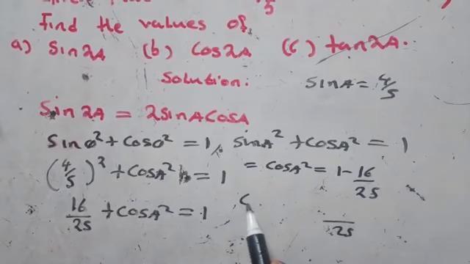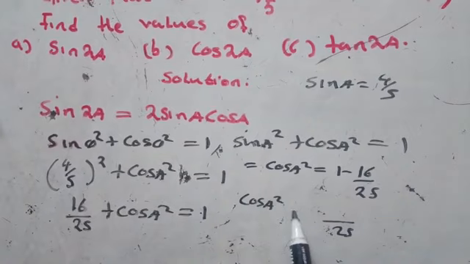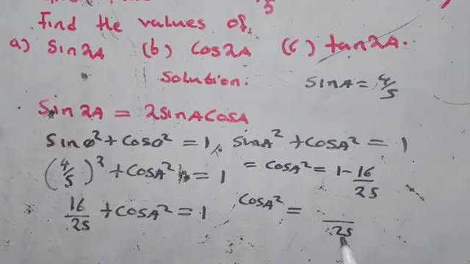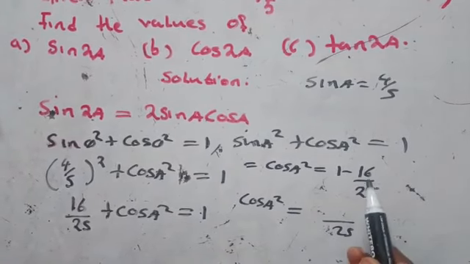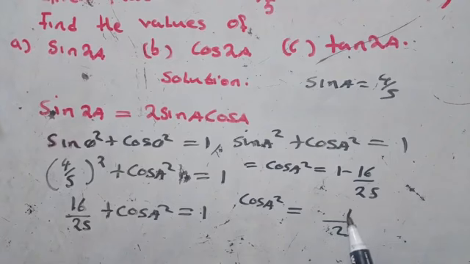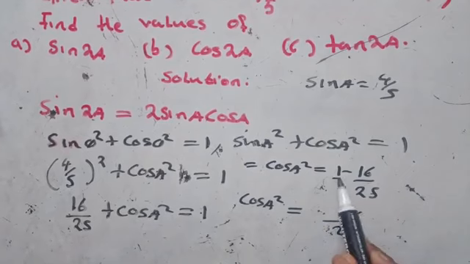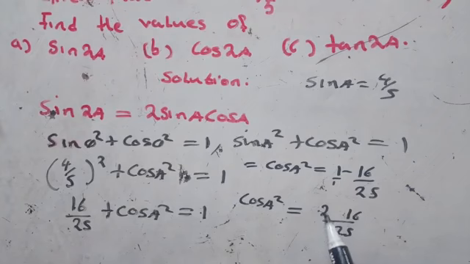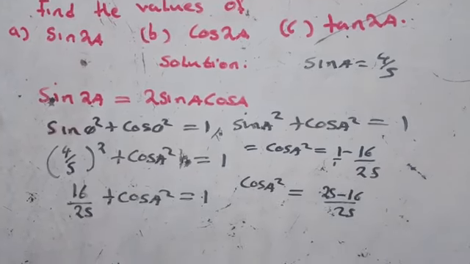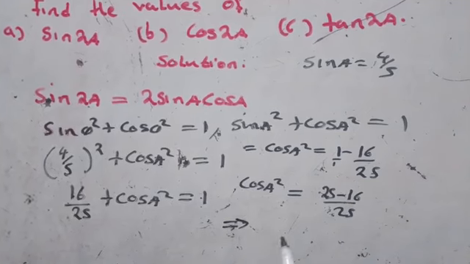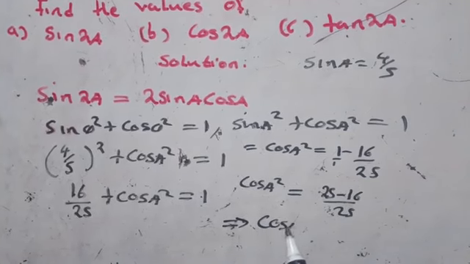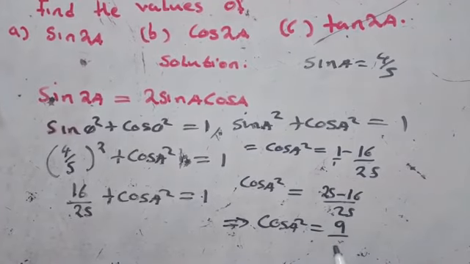So we're going to have cos A squared is equal to 25 over 25, which is 1 multiplied by 25, minus 16 over 25. Remember there's a minus here. This takes us to the stage where cos A squared is equal to 25 minus 16, it's 9 over 25.